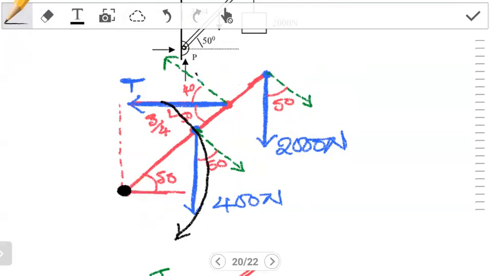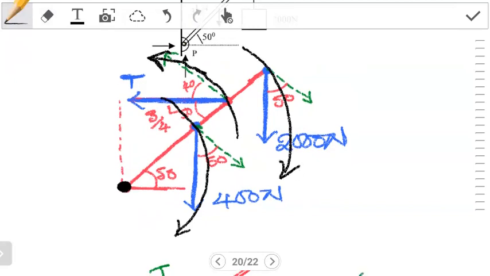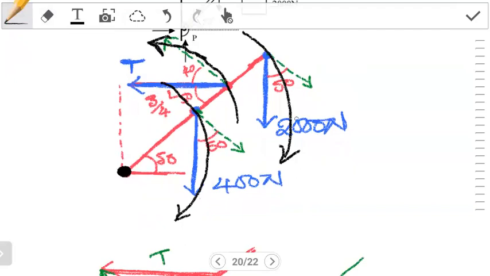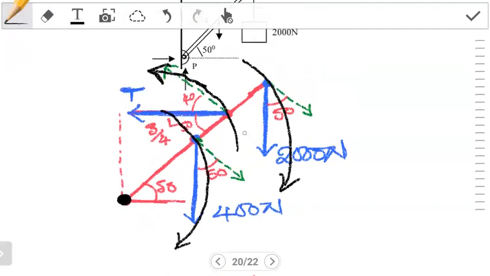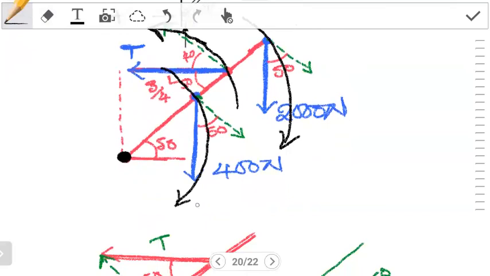If we look at this force, on the other hand, it is going in this direction, so its influence is anti-clockwise. Then this force at the far end, the influence is to rotate the system in this direction. So we see that we have two forces rotating the system clockwise and one force rotating the system anti-clockwise. So you can take anti-clockwise to be positive and clockwise to be negative.